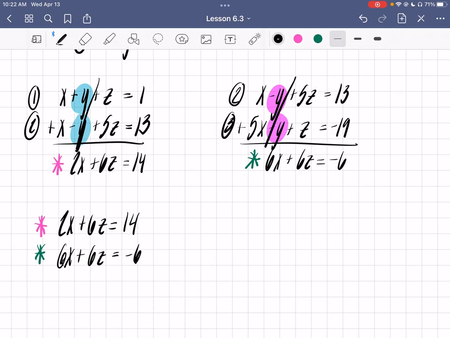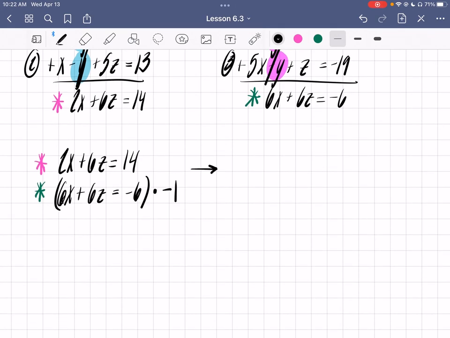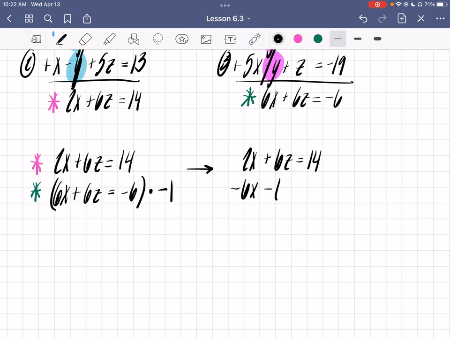All right, and we see, can we eliminate pretty easily here? Well, I have a 6z and a 6z, and so the way that I'm going to do this is by multiplying one of the equations by a negative so that those can very quickly eliminate. So let's multiply the second one by a negative. I'm going to just write this over to the side. Top one stays the same. We got a negative here, and a positive on this side.